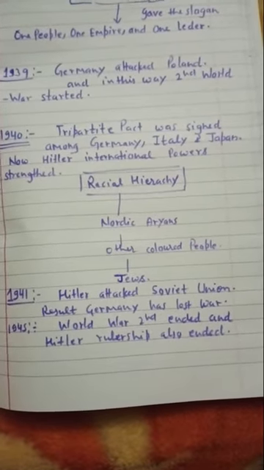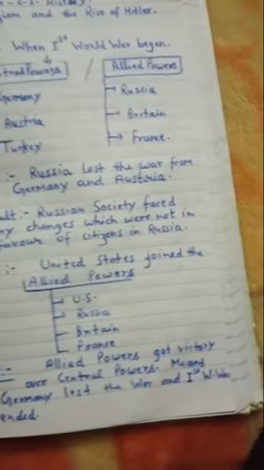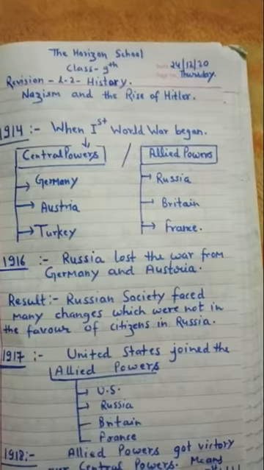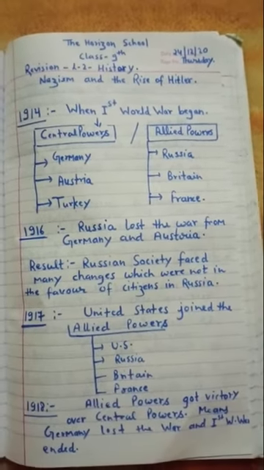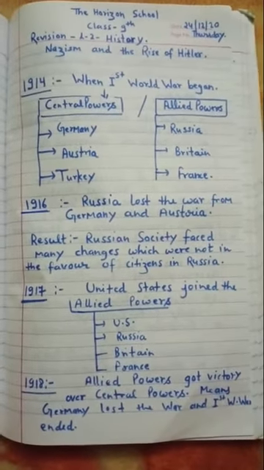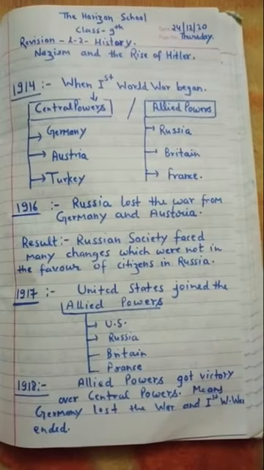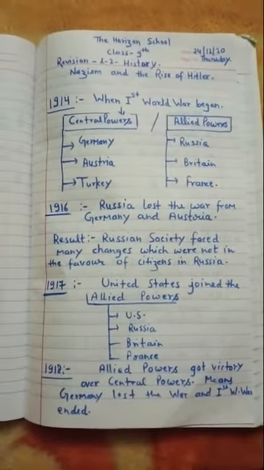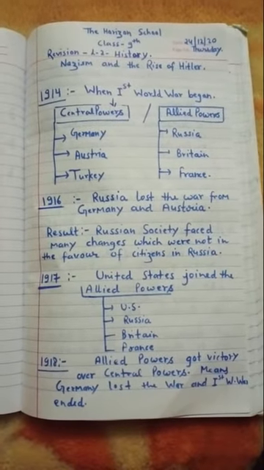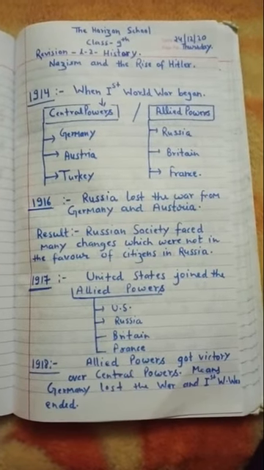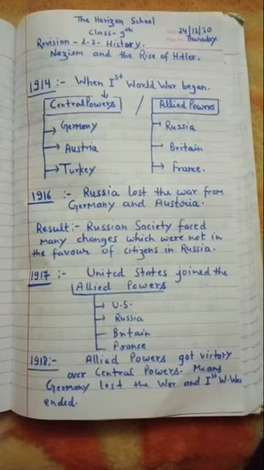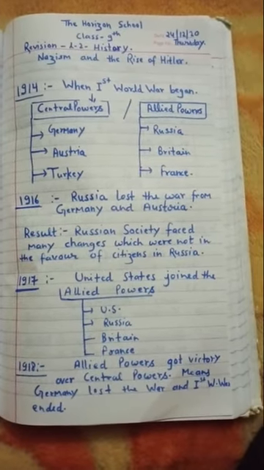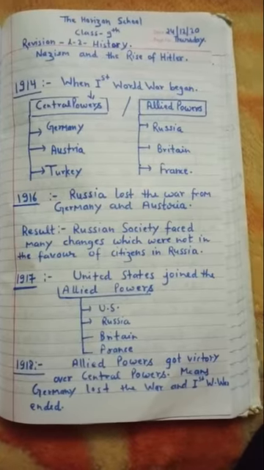So students, this is a quick revision of your history chapter, Nazism and the Rise of Hitler. Keep in mind that this is only revision. Here only the important things have been dictated to you, but for examination purposes you need to read each and every content in a detailed manner, and you have to understand the NCERT questions also, and understand what the chapter is all about.